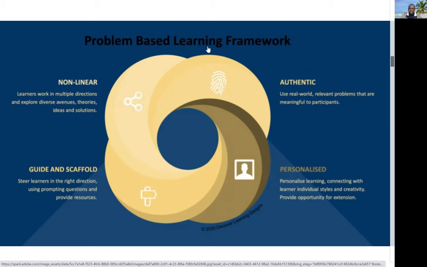Then they can also personalize it because the learning process moves from the educator or the lecturer to the student. So they can personalize it and connect with other groups of people or other individuals who are working on the same issue. Then it provides a guide and scaffold in the sense that it steers learners in the right direction using prompting questions and providing the needed resources. They're able to position themselves to address critical urban issues.